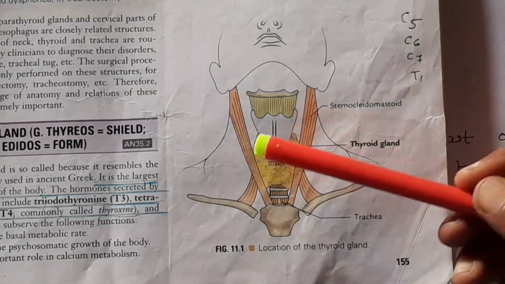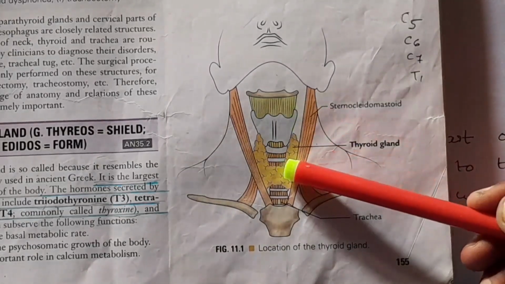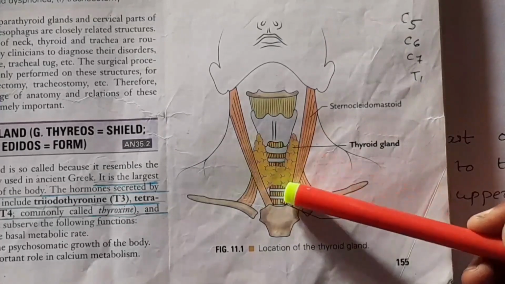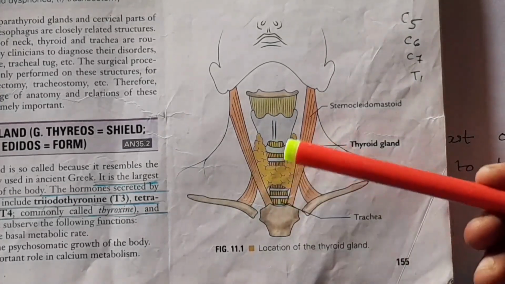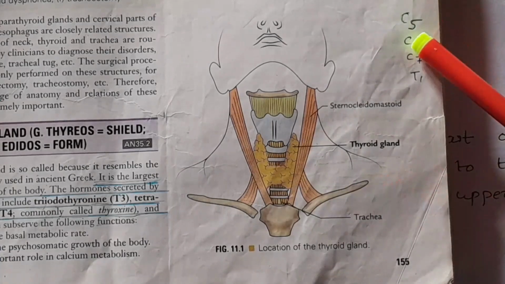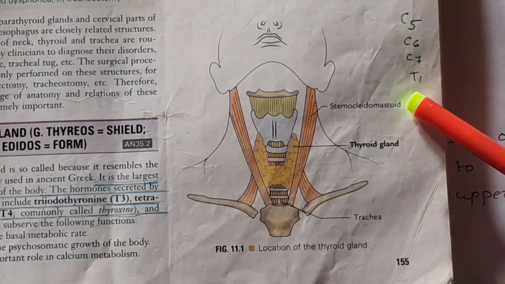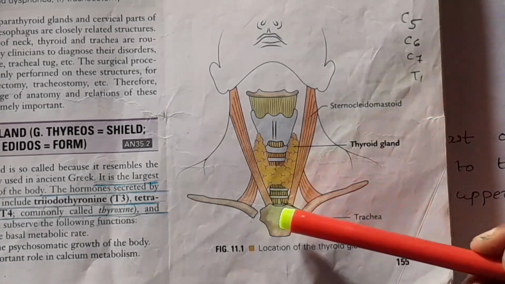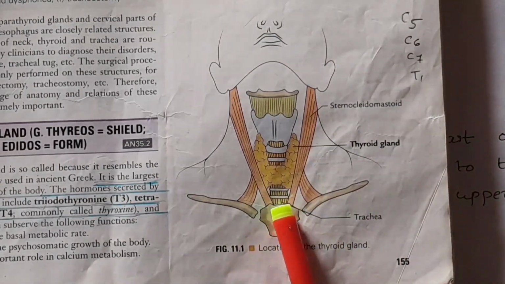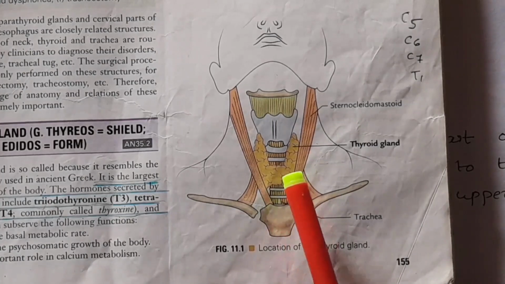So, the thyroid gland is located in the lower part of the front and the side of the neck, opposite to four vertebrae, C5, C6, C7 and T1 vertebrae. And this is the trachea, clasping the upper part of the trachea.